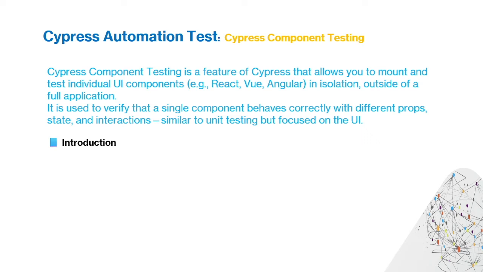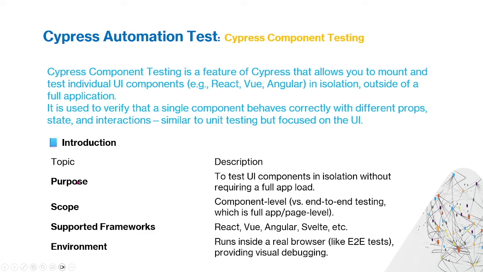Introduction. Purpose: to test UI components in isolation without requiring a full application load. Scope: component level, whereas E2E tests the full application or page level. Supported frameworks: React, Vue, Angular, Svelte, etc. Environment: runs in the real browser like E2E tests, providing visual debugging.